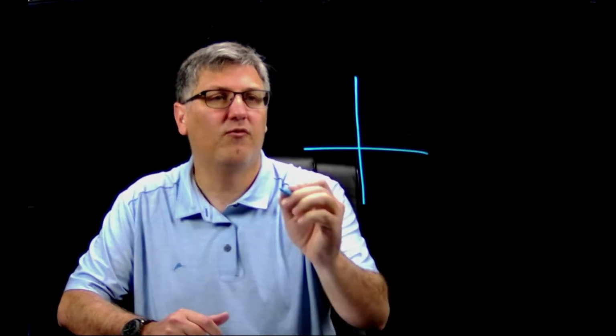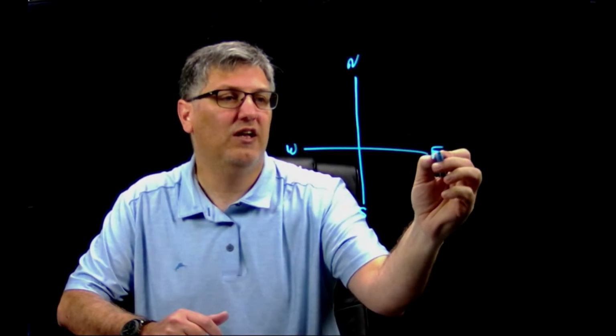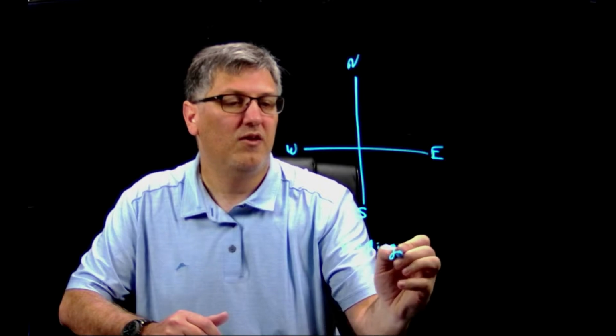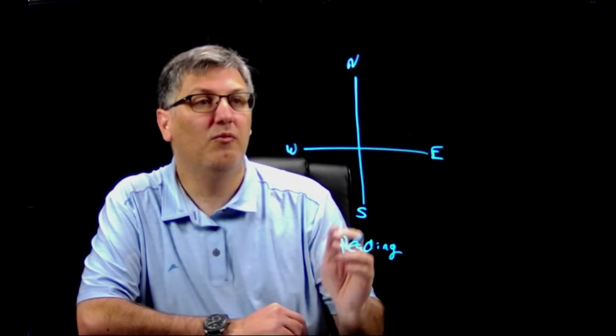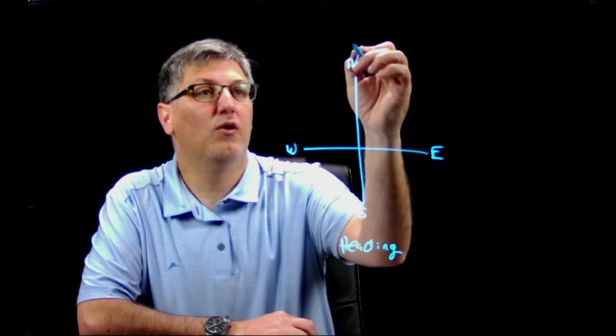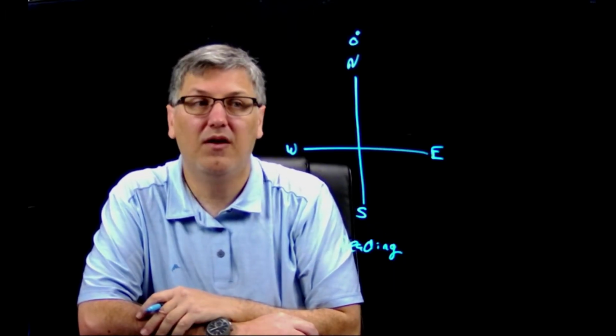A heading is based off your rose compass, north, south, west, east, and this is going to be what's called a heading. Now this is going to be a little different than what we've been doing with angles before. Your heading is going to be based off of your north line, and it's going to rotate clockwise. So at north, that's 0 degrees. That's a heading of 0 degrees.